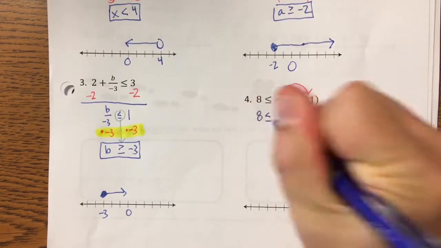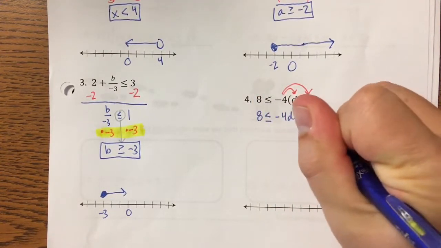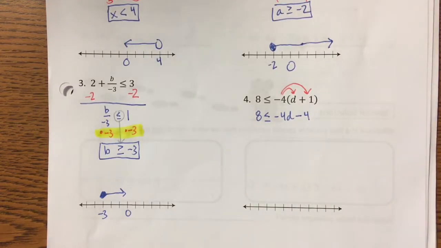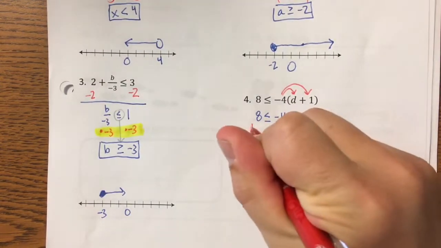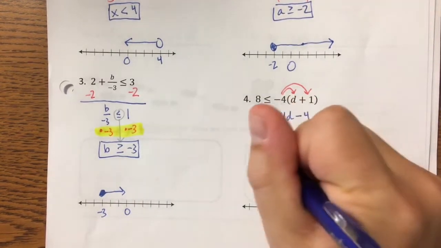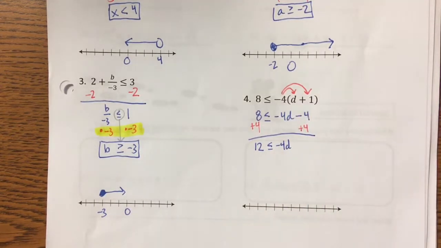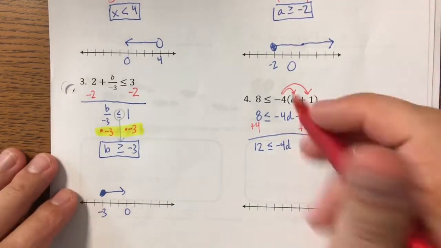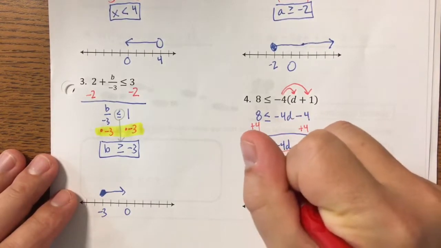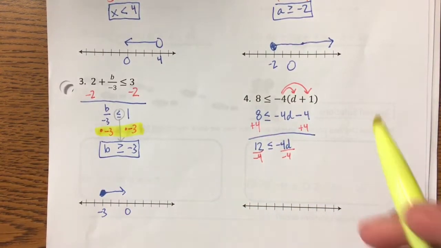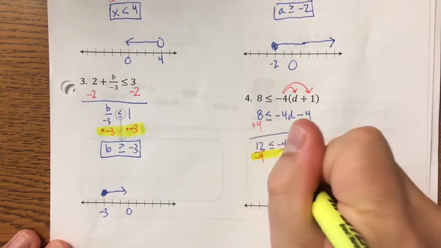So this will be 8 is less than or equal to negative 4d minus 4. Make sure when you do distribute, especially if this number is negative, that you are multiplying by a negative. So I'm going to add 4 to both sides. Get 12 is less than or equal to negative 4d. Then I'm going to divide by -4, which, because I'm dividing by a negative, that's right, got to flip the sign.